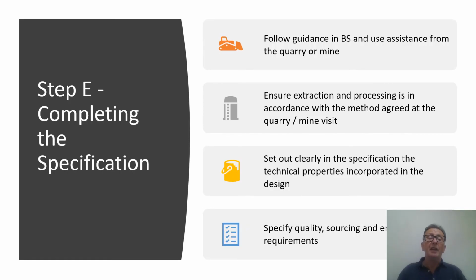So pointers to help in completing the specification: remember, follow the guidance in the British standards, but also, where relevant, use assistance from the quarry or mine, because they will and should have information that would be useful to you. Ensure that the extraction and processing is in accordance with the method agreed, and also set out clearly in the specification the technical properties that are required as part of the design. And as I've said before, specify the quality and sourcing and ethical requirements that you and your client have for that material.